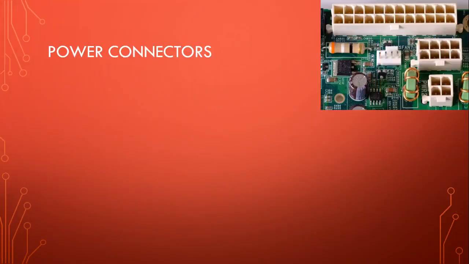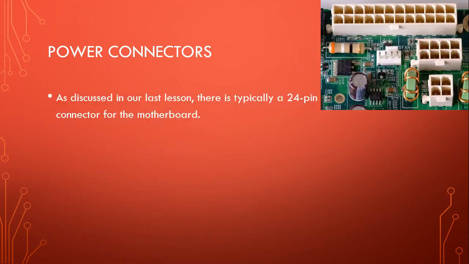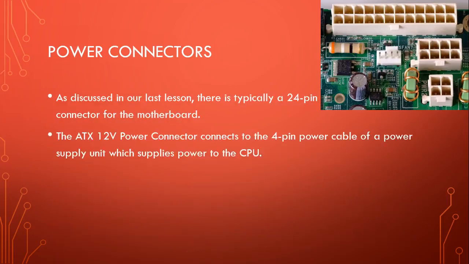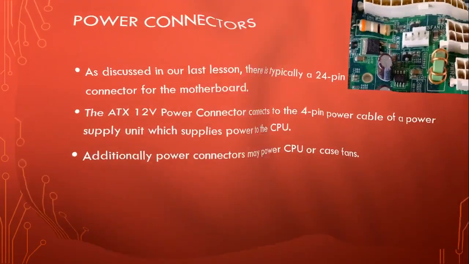All right, those power connectors. We've talked about these briefly before, but let's talk about them again since they are on the motherboard. As discussed in our last lesson, there's typically a 24-pin connector for the motherboard. And the ATX 12-volt power connector also connects to a 4-pin cable of the power supply, which supplies power to the CPU. Now, some CPUs might have a larger need than a 4-pin. They might require an 8-pin. It just depends on what your CPU looks like. Now, additional power connectors may power the CPU or case fans. So sometimes it's not necessarily the CPU, it might be the fans itself.